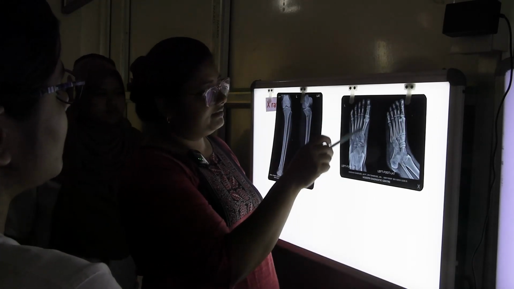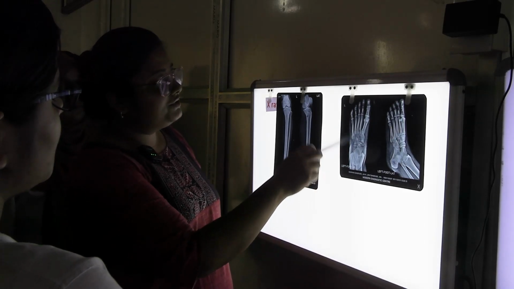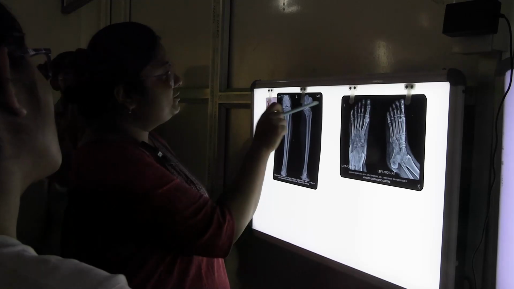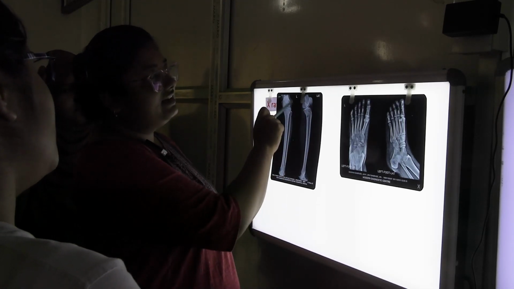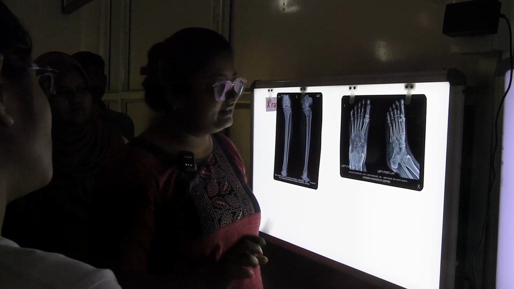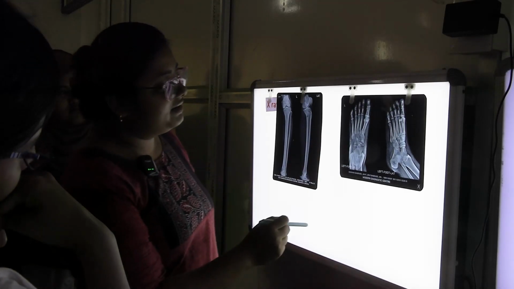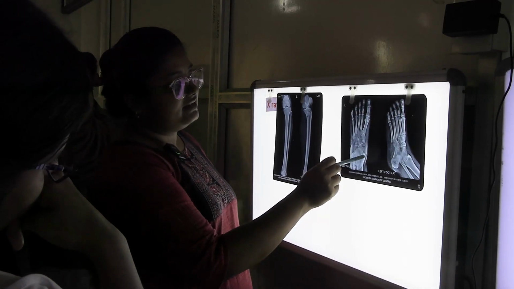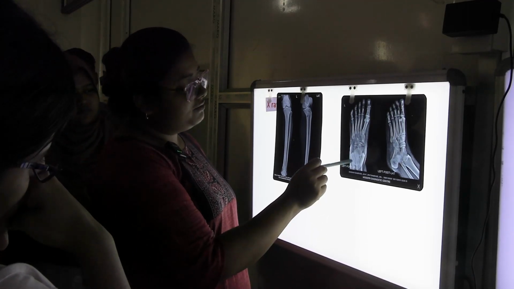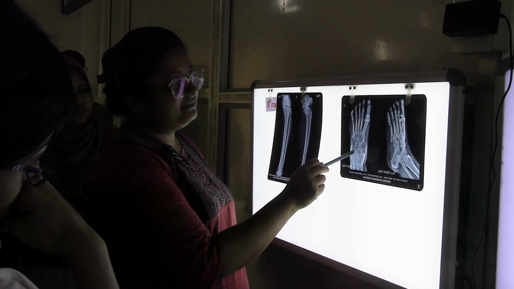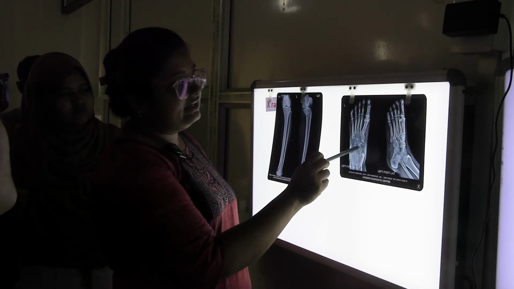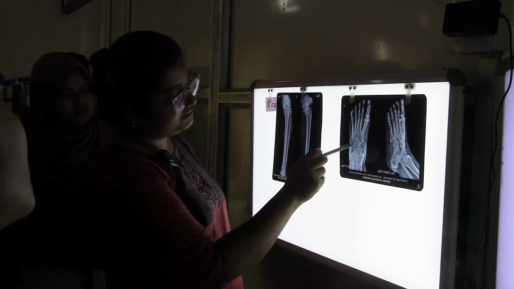Now this is the anteroposterior view of the left foot. Left and right you determine from the writing: L is left, R will be right. So you have to identify the bones. This is the lower end of the tibia, medial malleolus, lower end of the fibula, lateral malleolus. Here the talus and calcaneum are superimposing.